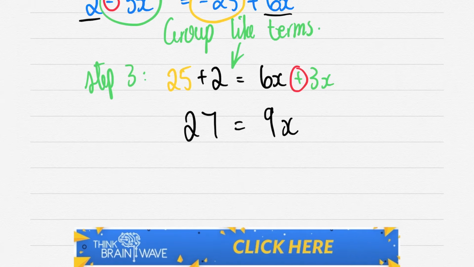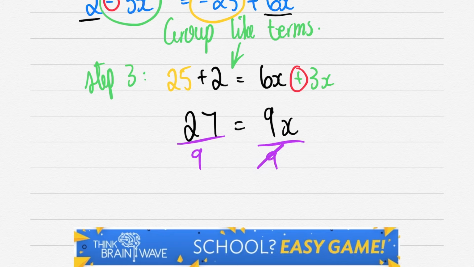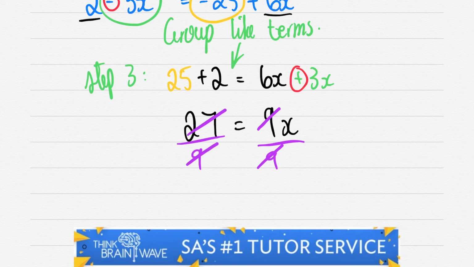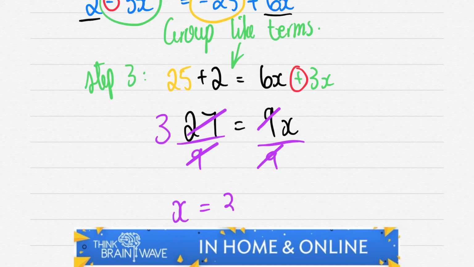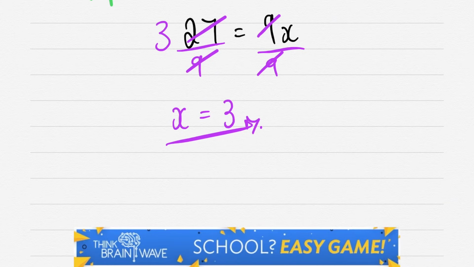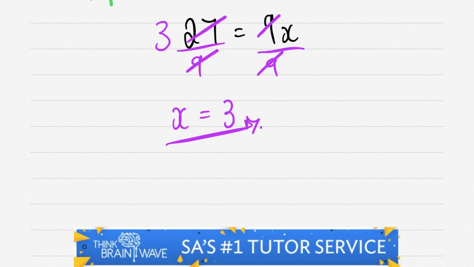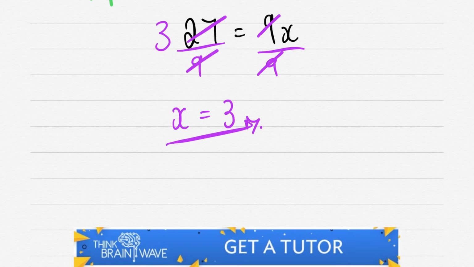So now we've got 6x plus 3x, we get 9x. 9 divided by 9 is 1. 27 divided by 9 is 3. And you're left with x is equal to 3. Now let's go back to our previous two equations. In our fourth step, we now need to go and take x is equal to 3 and place that back into the x portion of the equations. With that said, let's look into doing that now.